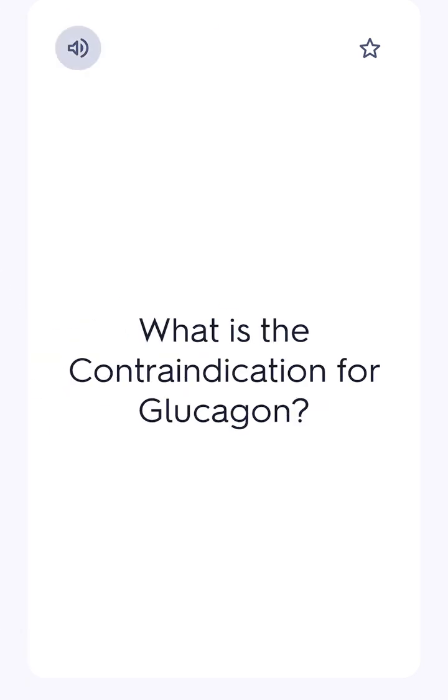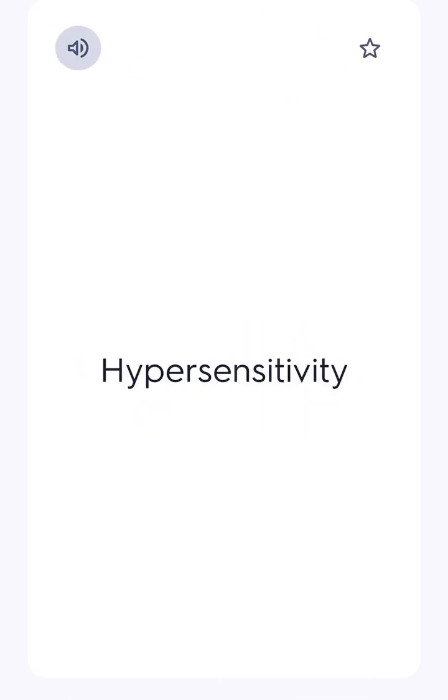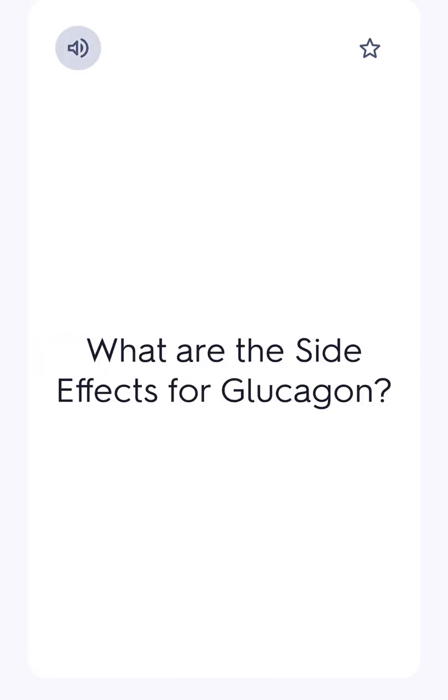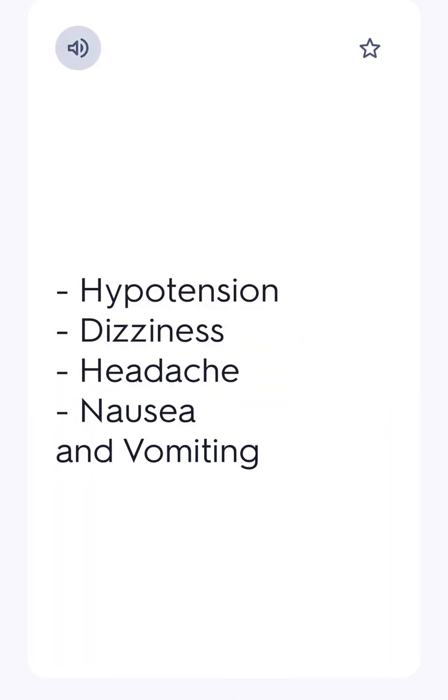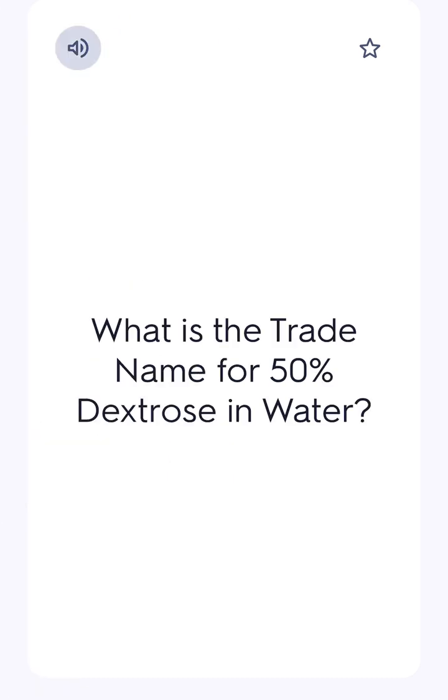What is the contraindication for glucagon? Hypersensitivity. What are the side effects for glucagon? Hypotension, dizziness, headache, nausea and vomiting. What is the trade name for 50% dextrose in water? D50W.